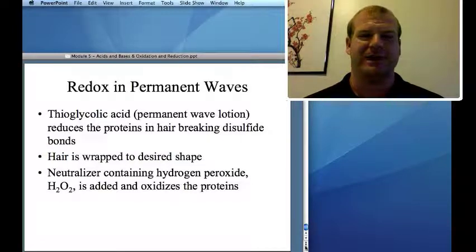Well, you can do this by taking thioglycolic acid. That's that stuff that smells really bad, and you can smell it every time you walk by a salon. You take the thioglycolic acid, sometimes ammonium thioglycolate is used as well. This reduces proteins in your hair, breaking the bonds. It adds hydrogen to them. The hair is wrapped in the desired shape, curly or straight, whatever you want. And then a neutralizer, which is really an oxidizer, oxidizes the proteins and reforms the bonds. So that's how permanent waves work.